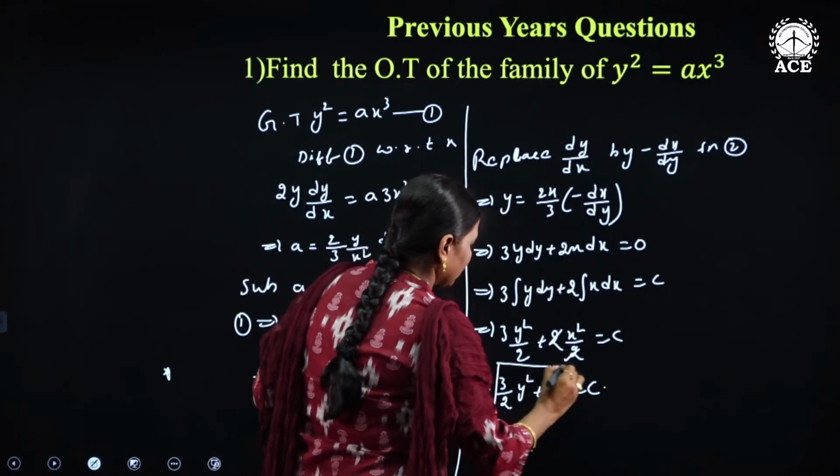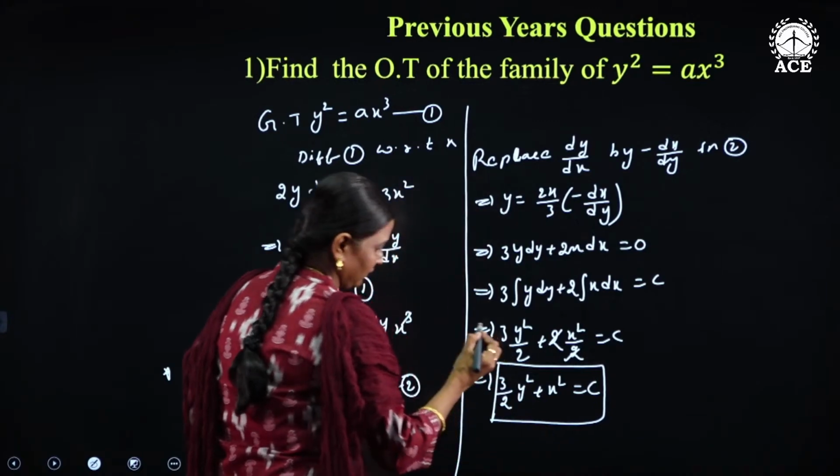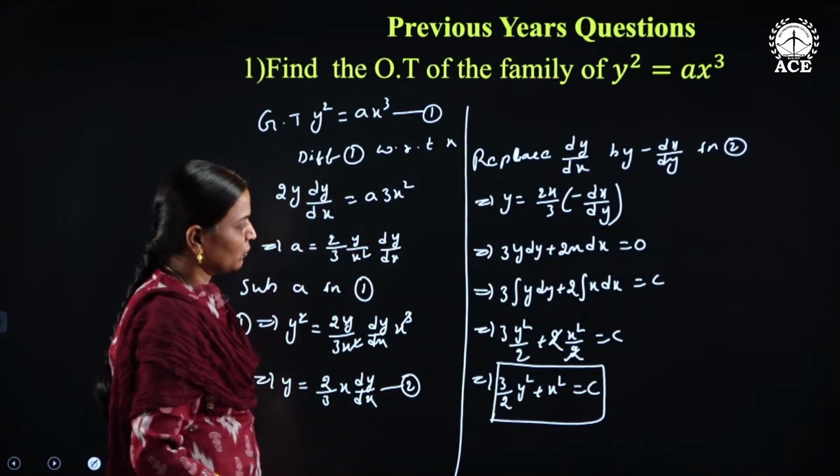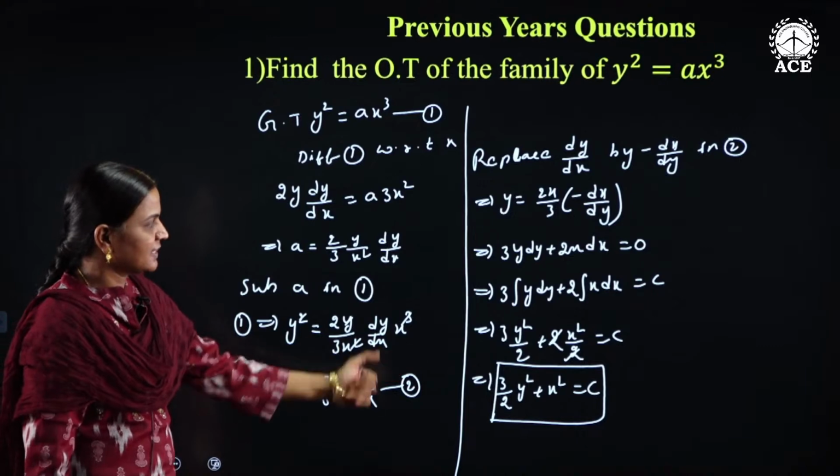which is the required equation of the family of orthogonal trajectories. So this is the solution.